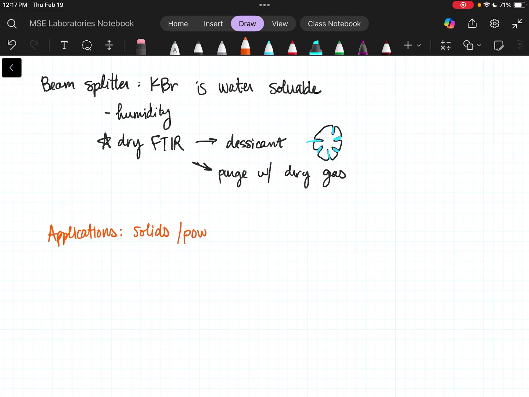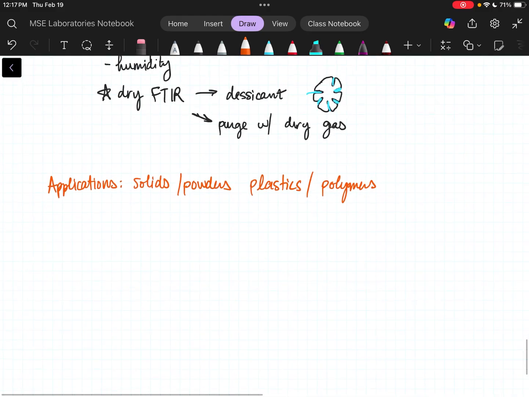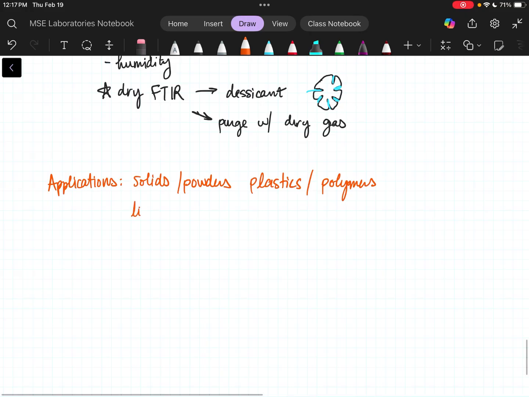Applications. You can run almost anything on an FTIR. Most common, we're going to be looking at solids or powders that are plastic. That's going to be like 90% of the traffic that you see on a general purpose FTIR is going to be plastics and polymers.